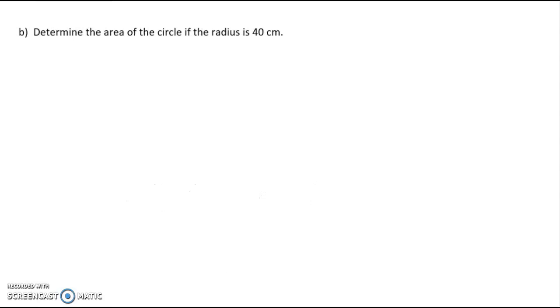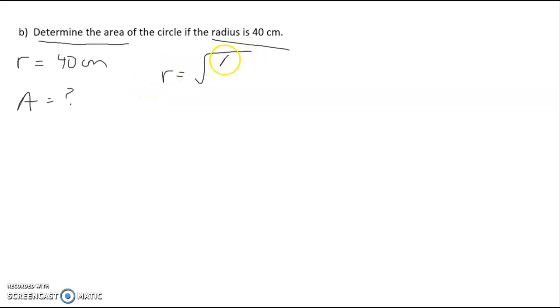Determine the area of the circle if the radius is 40. So now we're telling you R is 40 centimeters, and it says determine the area. So area, we do not know. So we use our formula: R equals the square root of A divided by 3.14. Now we fill in what we know. R now is 40. Square root, we don't know what A is, so we leave A, and then divide it by 3.14.